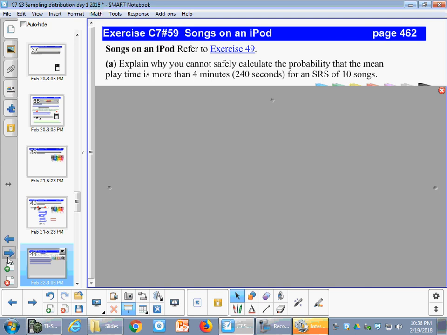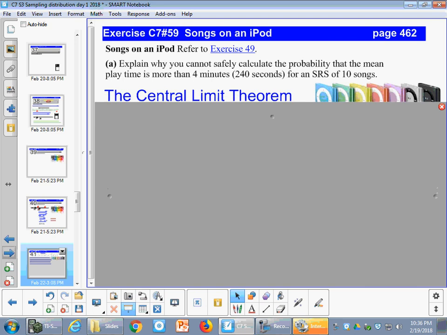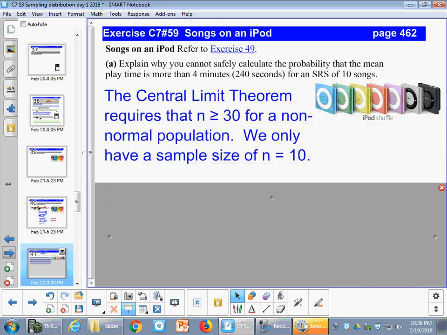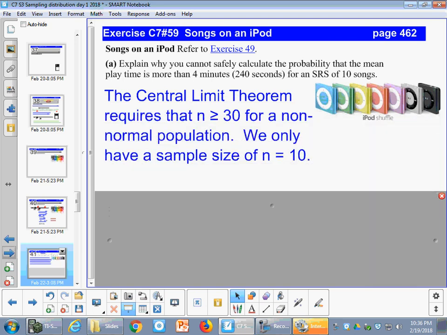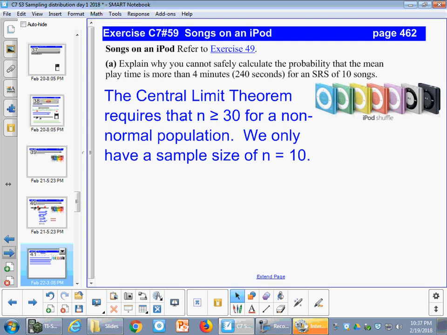Explain why you can't safely calculate the probability that the mean playing time is more than 4 minutes for a simple random sample of 10 songs. Well, since the population is severely skewed, we have to have a sample size that is bigger than 30, and 10 is definitely not bigger than 30, so that doesn't work.